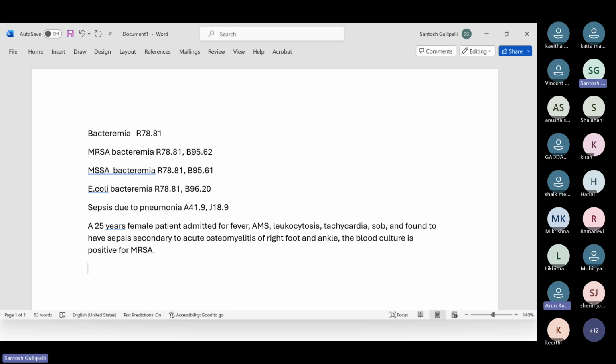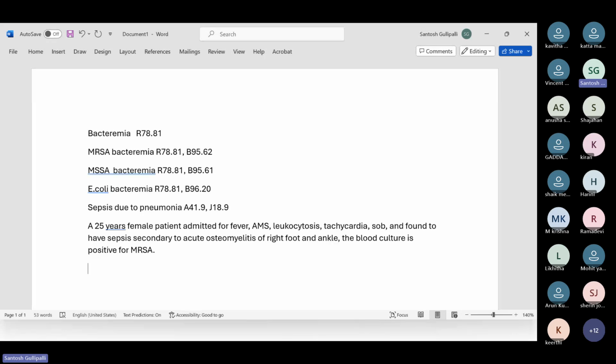Initially, the patient admitted for fever, altered mental status, leukocytosis, tachycardia, shortness of breath, and found to have sepsis. So the sepsis is because of acute osteomyelitis of right foot and ankle. So the sepsis is blood infection.